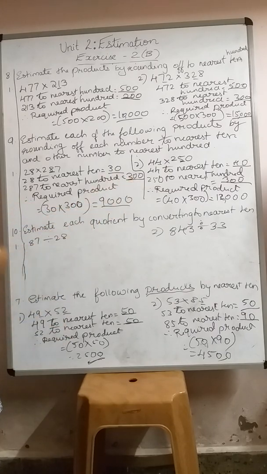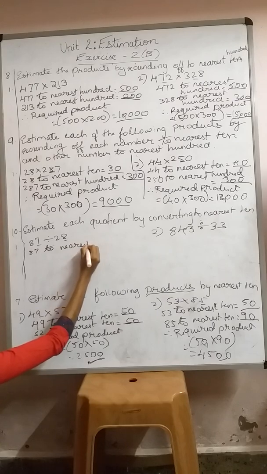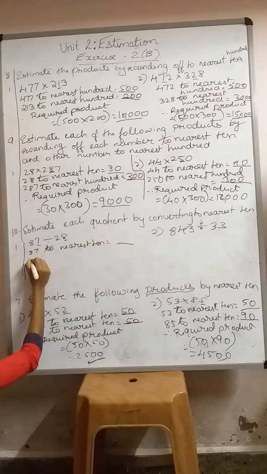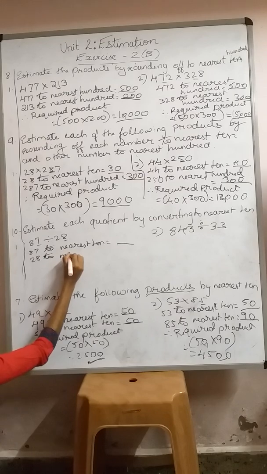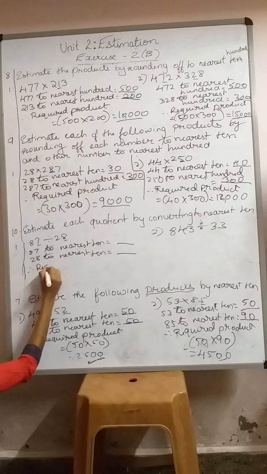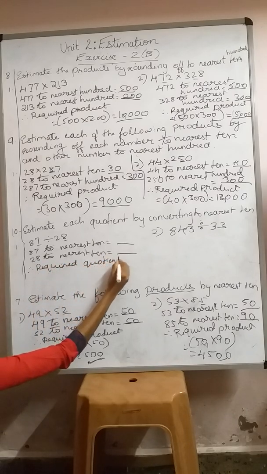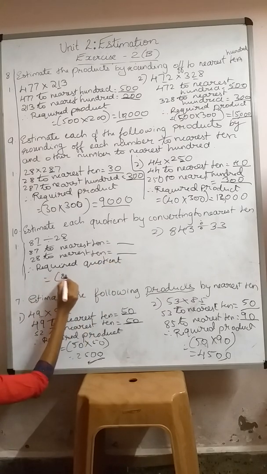Estimate each question by converting to the nearest 10. What do we need to do? These numbers we need to convert to the nearest 10, and lastly we need to divide these numbers. So let us solve. 87 divided by 28. For tens, you underline the ones place and write 87 to the nearest 10 equals how much? 28 to the nearest 10 equals how much? Therefore, the required quotient. So what are you finding here? The required quotient.